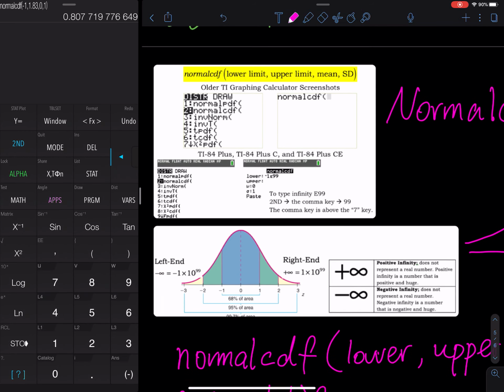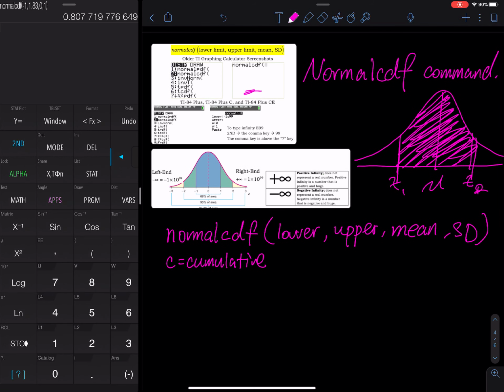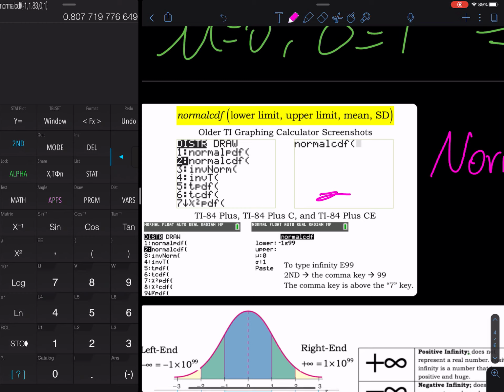So if you take a look at the first picture right here, how do you go there? What you have to type in your calculator is, you have to type the second key. The second usually is either blue or yellow. The second is right next to the mode. Type that, and then you type the key VARS, second VARS, and then you will see a menu. So you will get to this menu, and then you select number 2, Normalcdf.